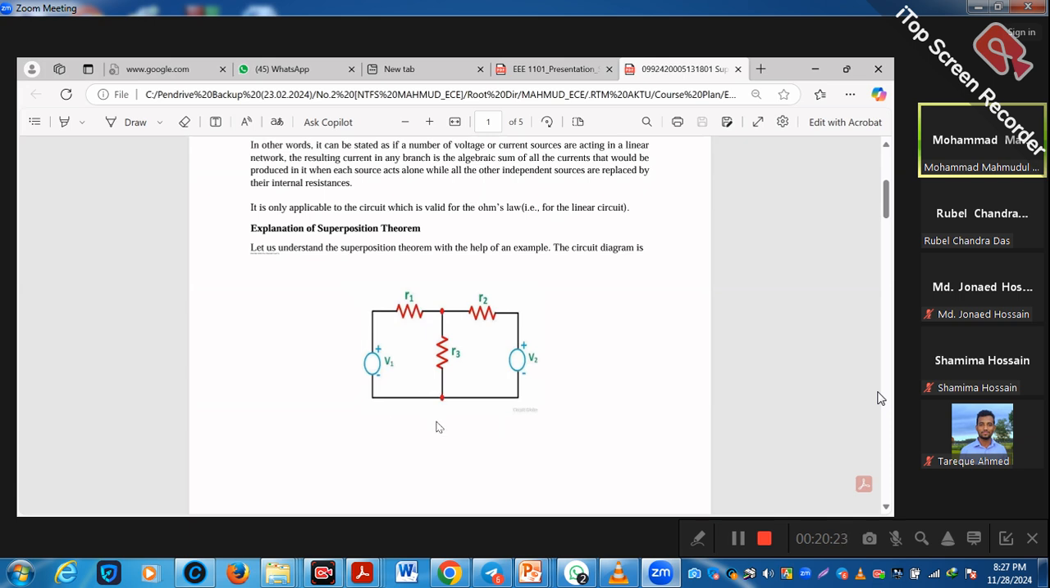In your presentation slide, here we have seen two voltage sources. If we consider the voltage source B1, what will happen in the place of voltage source B2? Will it be an open circuit or a short circuit?